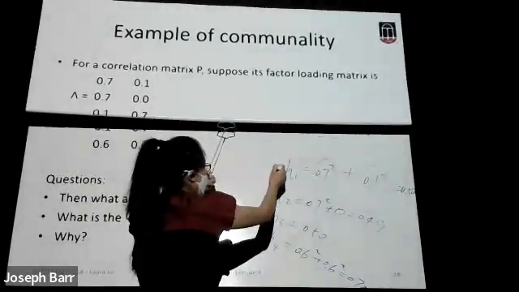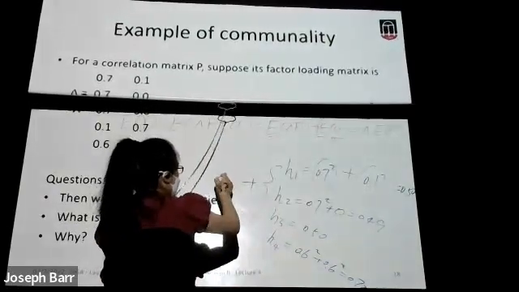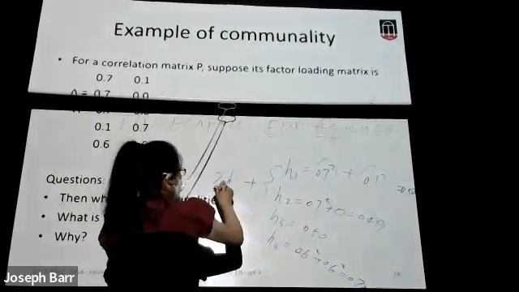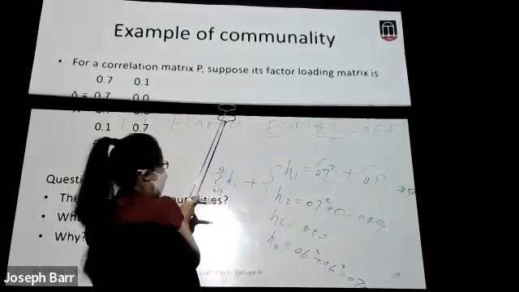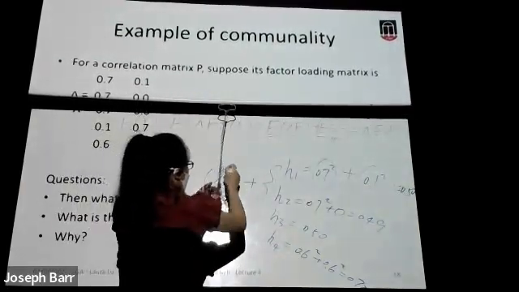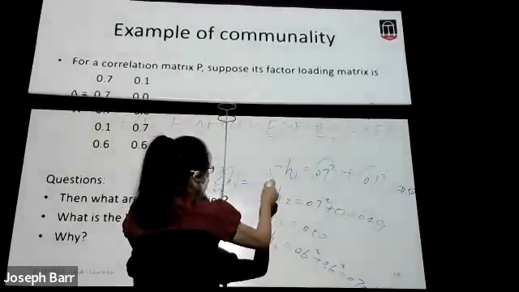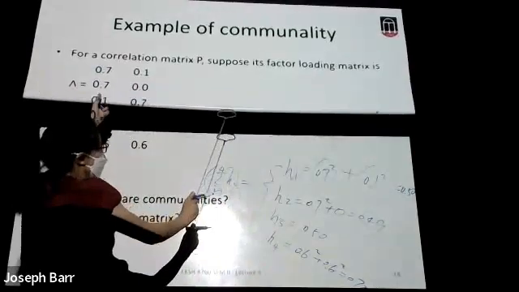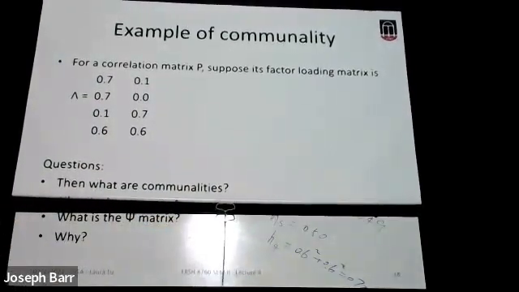Okay, we can add all these together. We add all of these, we get the sum of the H_i, i from 1 to 4. We have 4 variables here. That is the first question. Okay, what are communalities? Good.